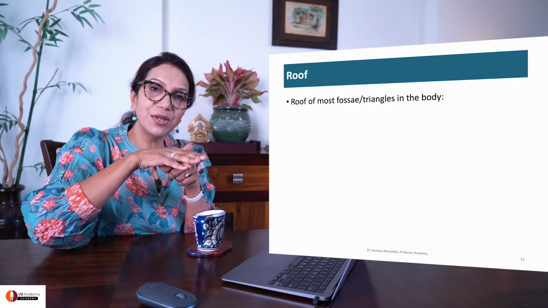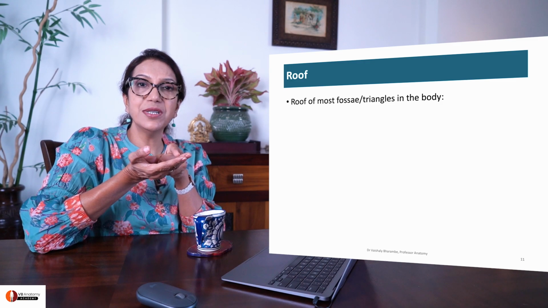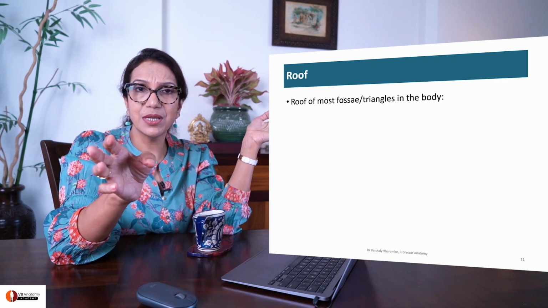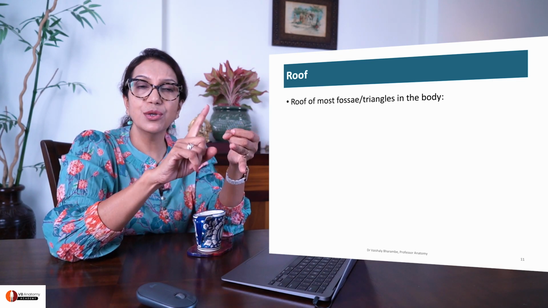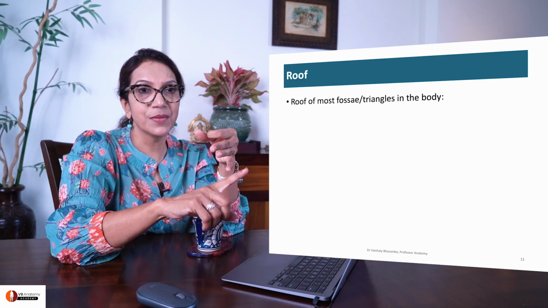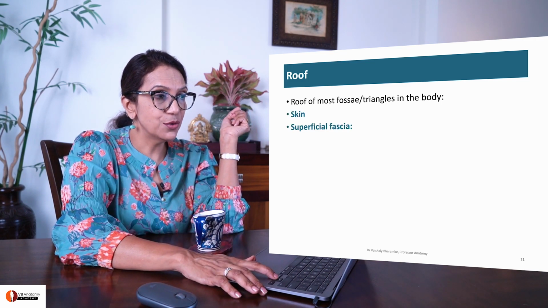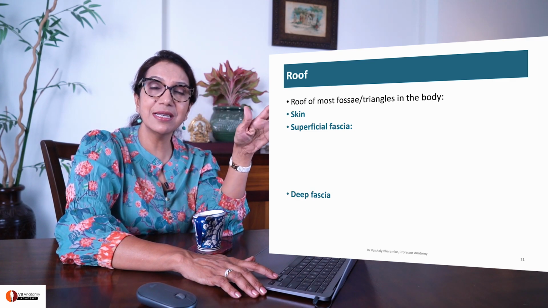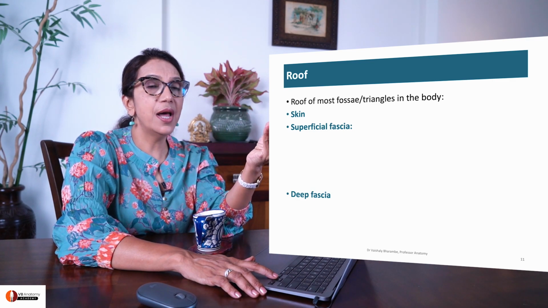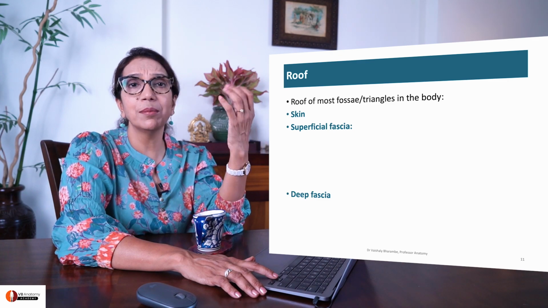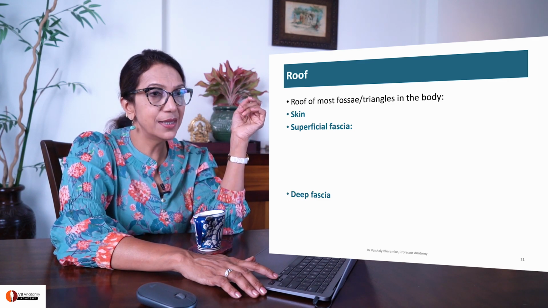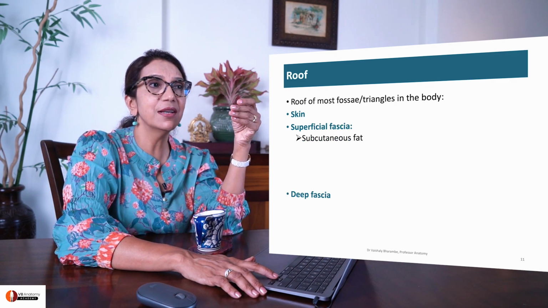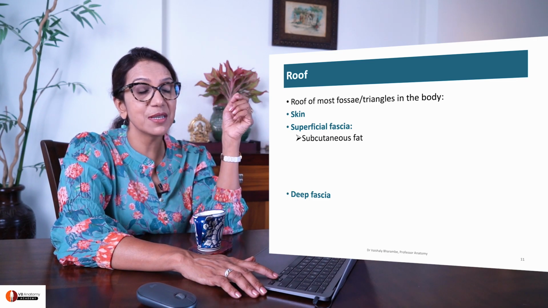Now we have to know what covers it from above, what supports it from below, and then we go to contents. So roof. Any fossa has the same roof: skin, superficial fascia, deep fascia. Superficial fascia again contains the same things: subcutaneous tissue, arteries, veins, nerves, lymphatics, and something additional. So in this case, superficial fascia contains fat. The arteries and lymphatics are quite nominal. We needn't mention them separately.